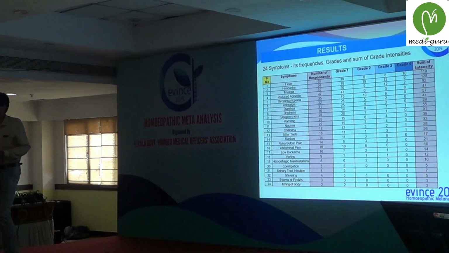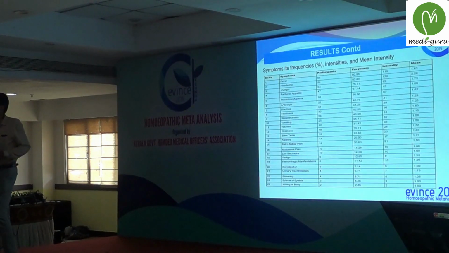The results obtained: we got 24 symptoms, with their frequencies and gradations, and some of the grade intensities are given. Fever had 65 respondents out of 70 and the total intensity was 190. Headache was reported by 58 people and the total intensity was 128. Myalgia was reported by 53 people and the total intensity was 92, and so on. The symptoms, their frequency percentages, intensities and mean intensity were calculated.